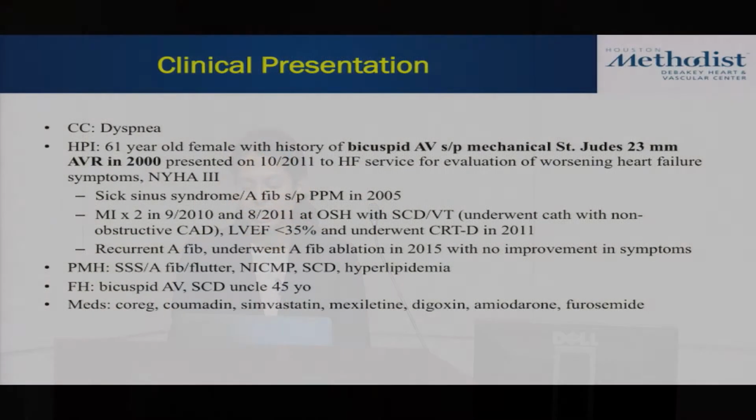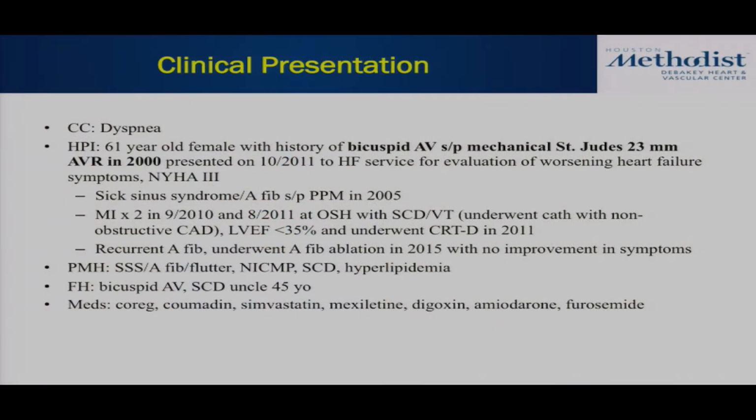I'm going to initially start off with the case that we had a little while back. It was a 61-year-old female. She has a history of bicuspid aortic valve and underwent mechanical St. Jude's 23-millimeter aortic valve replacement in 2000. So she presented about 10 years later to a heart failure service in 2011 with evaluation of worsening heart failure symptoms, class 3 symptoms, really progressive over the last 2 to 3 months and more so over the last 6 months. So she has a history of sick-sinus syndrome, underwent pacemaker implantation in 2005.